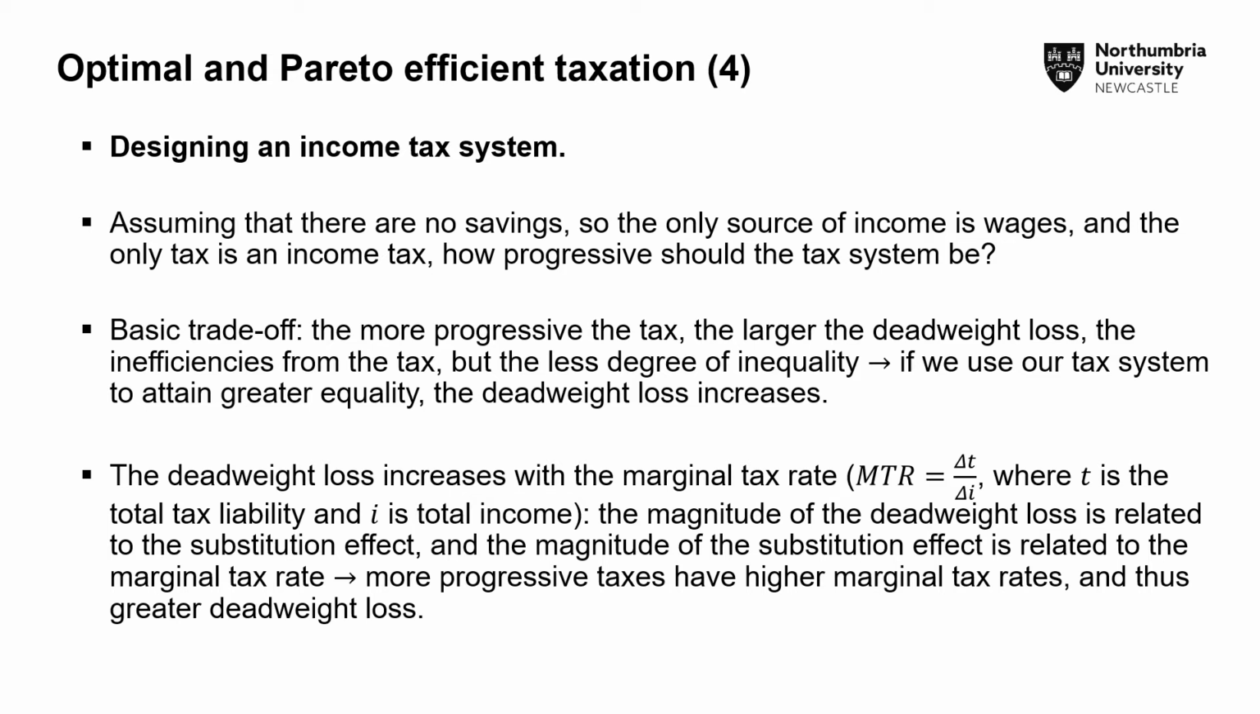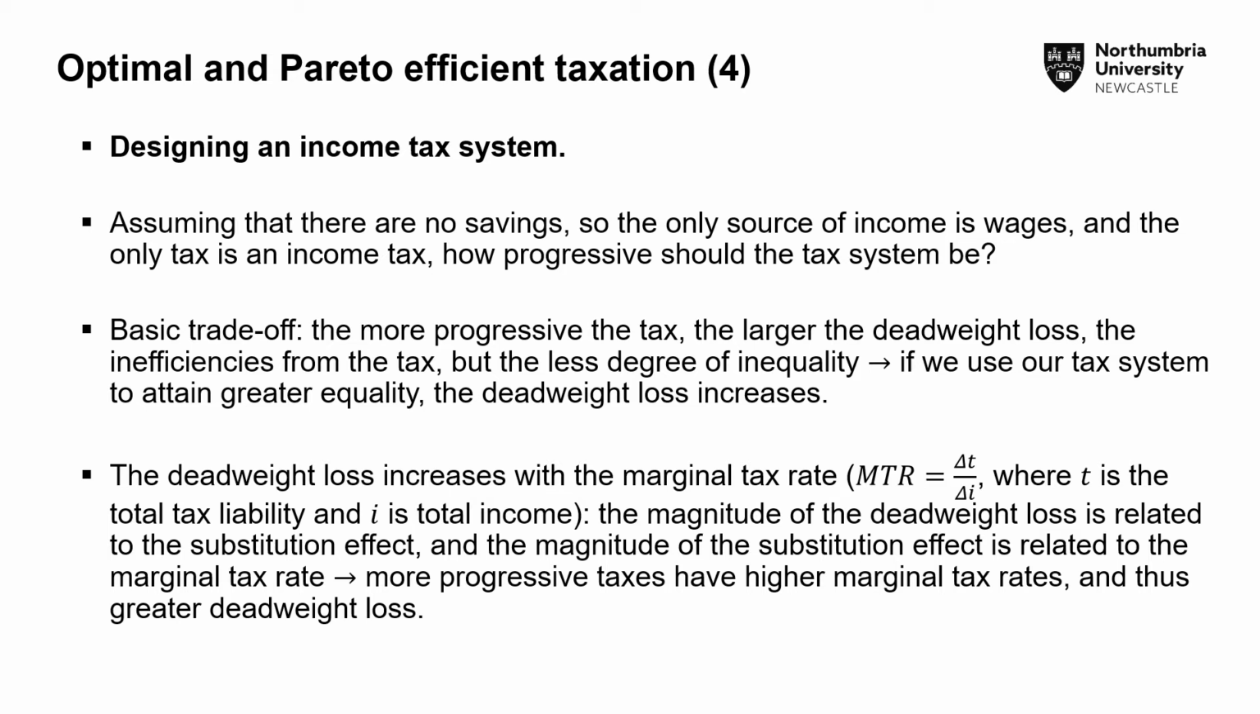And in order to investigate this question, we need to make a few assumptions. So first of all, we assume that individuals do not have any savings and that the only income that they have comes from what they work. In other words, it is in the form of wages. And the only type of tax is an income tax. And the question this leads us to is, how progressive should a tax system be?